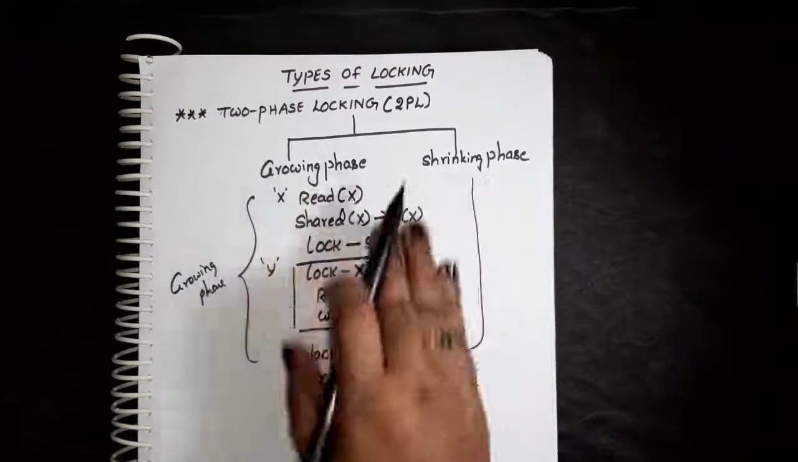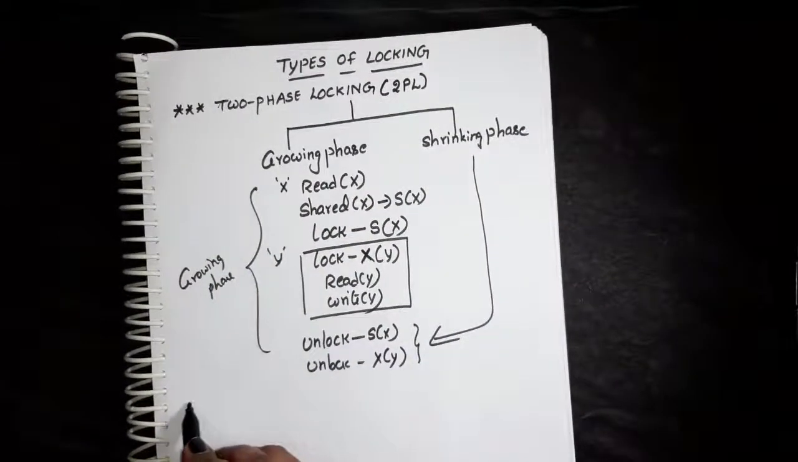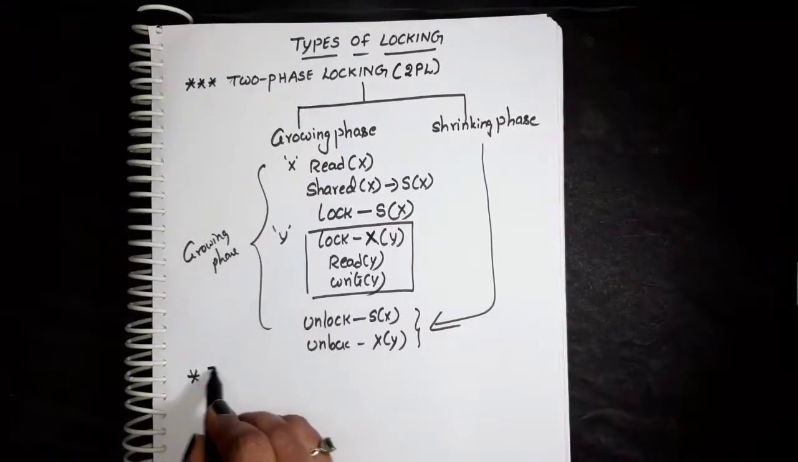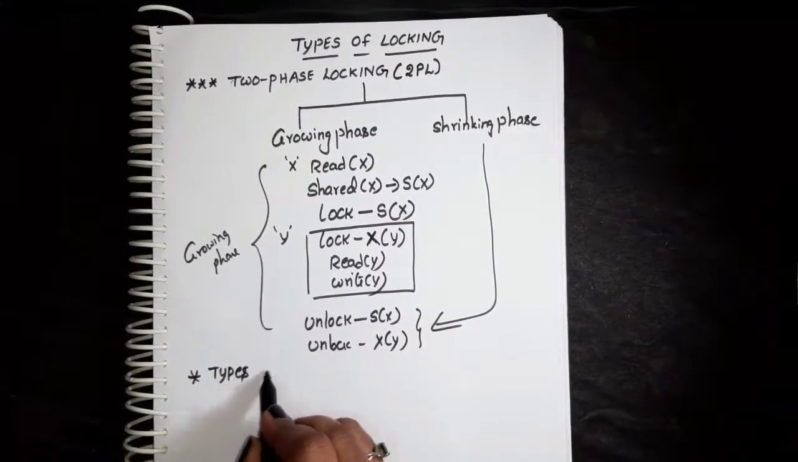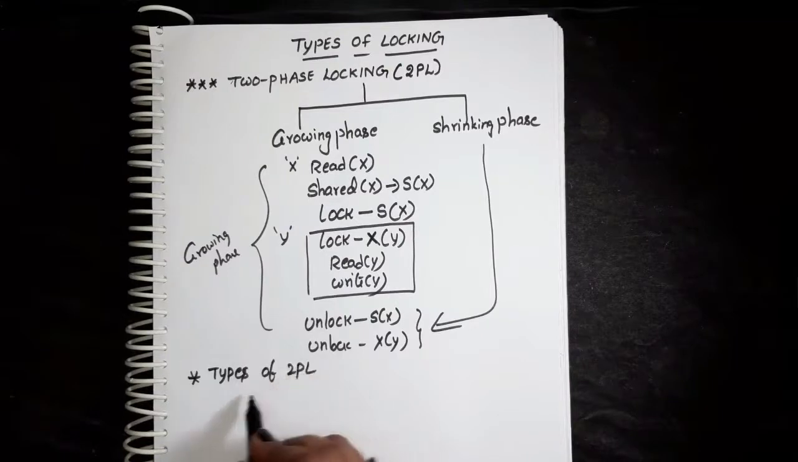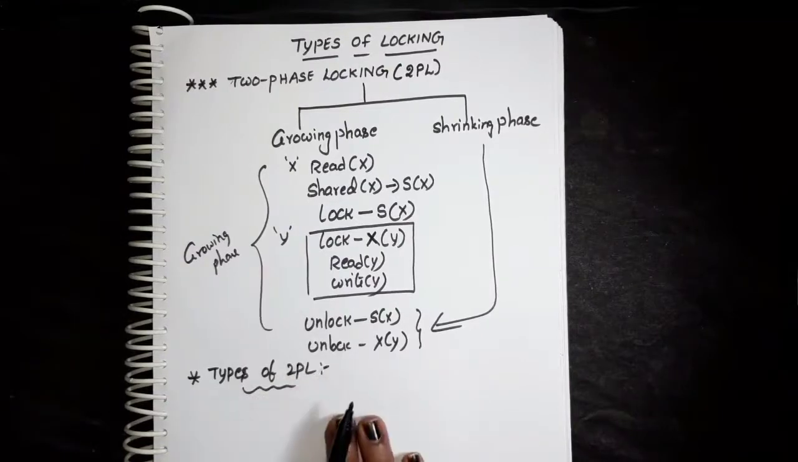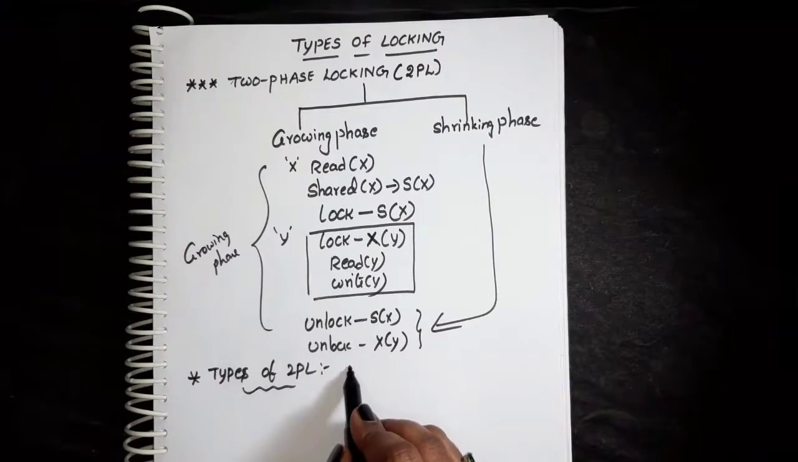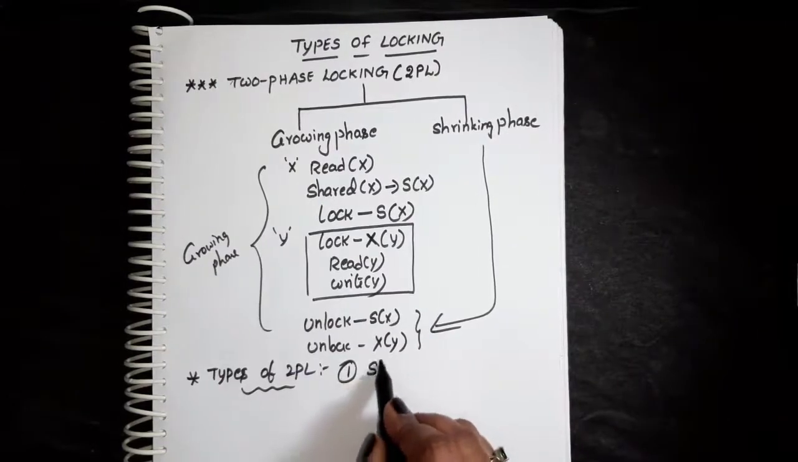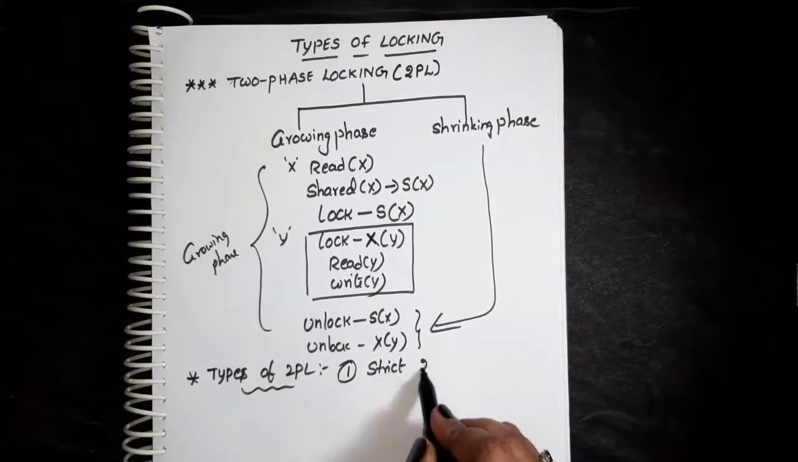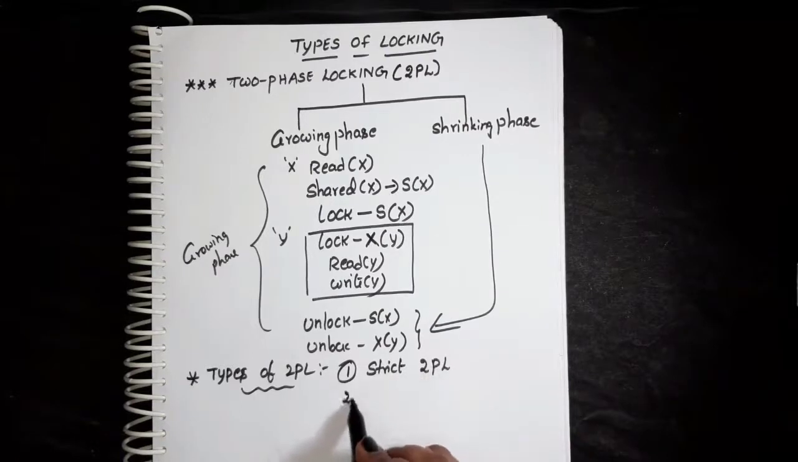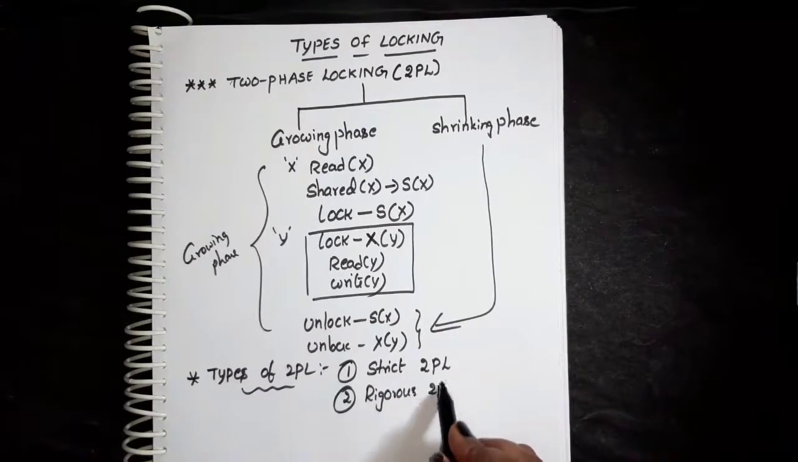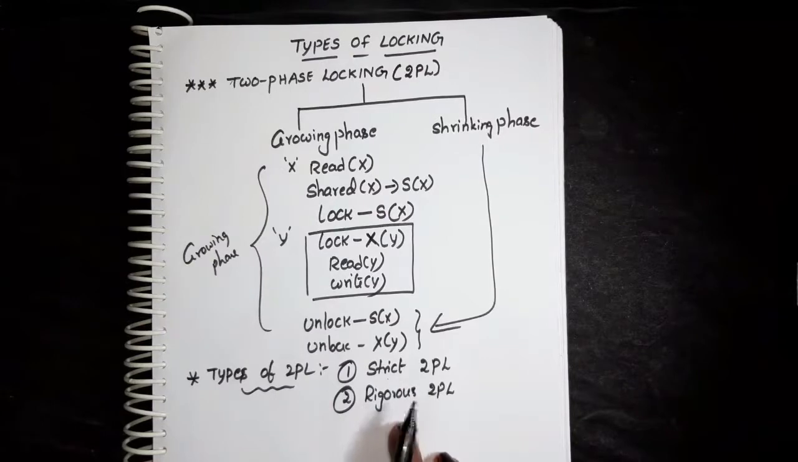In two-phase locking, we should see what the different types of two-phase locking are. In two-phase locking, you use two mechanisms. The first one is called strict two-phase locking, and the second type is called rigorous two-phase locking.